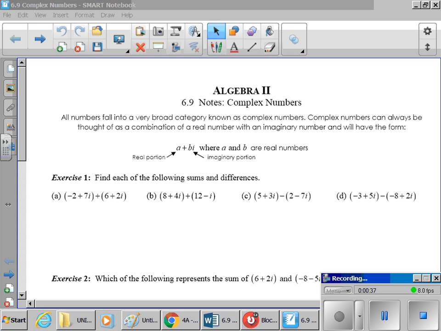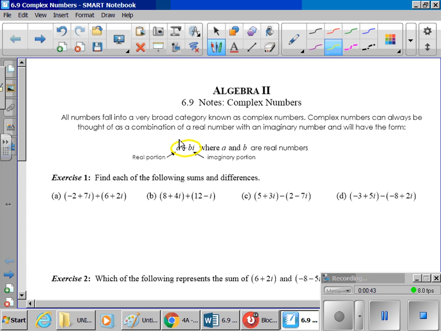If you take a look at what I wrote down here, it says a plus bi. This has a real portion and an imaginary portion, where a and b are both real numbers and the i is the imaginary portion. For example, you could have 3 plus 2i. The a and the b are real numbers, but the i makes this portion the imaginary portion of the complex number. We're going to do some operations with these, and they work exactly the same way they would if they were an x, a variable.